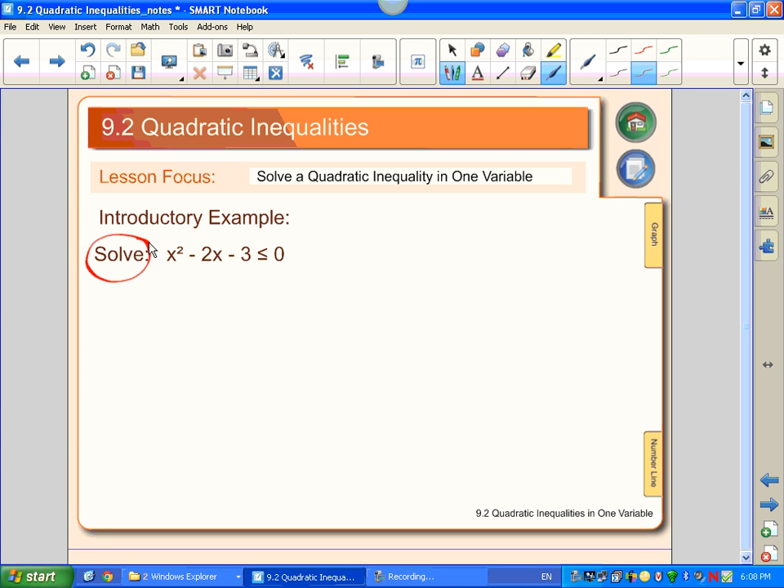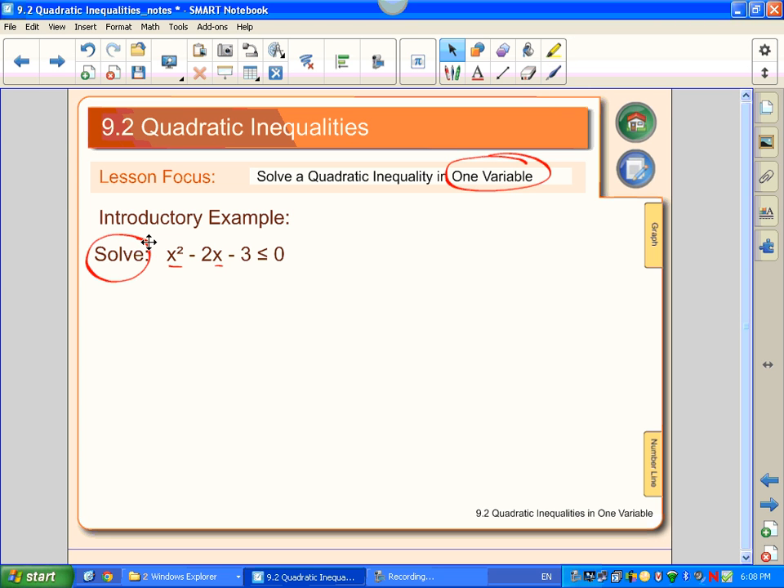So 9.1 and 9.3, those 2 lessons are dealing with 2 variables. They have x and they have y. This one only has an x variable. That's why we say that it is a quadratic inequality in one variable. That means that we're looking at number line. So our answers are going to look very similar to what you may have done in grade 9.